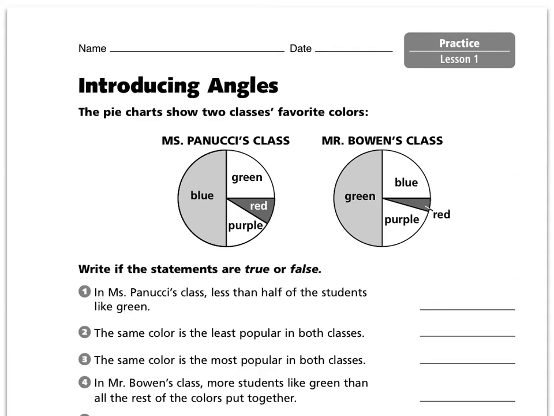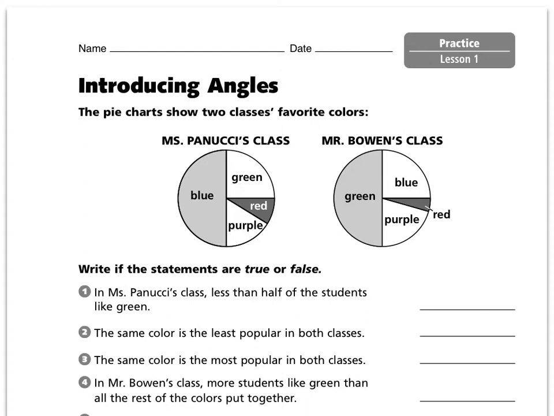Let's look at Chapter 4, Lesson 1, Practice, Introducing Angles. The pie charts show two classes' favorite colors. We have Miss Panucci's class and Mr. Bowen's class. We need to determine if the statements below are true or false.